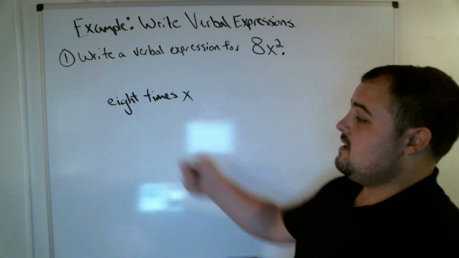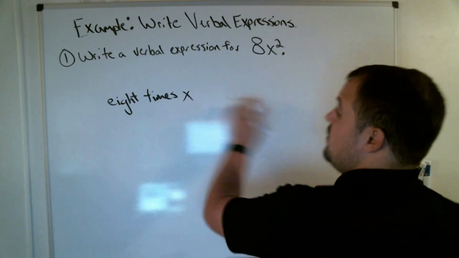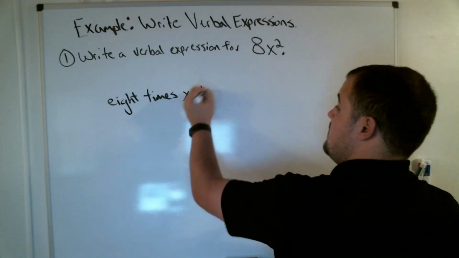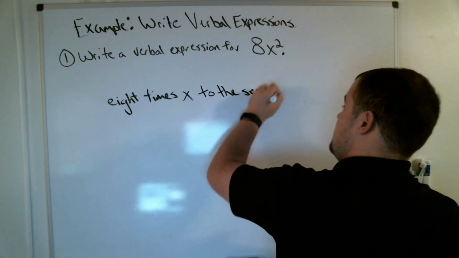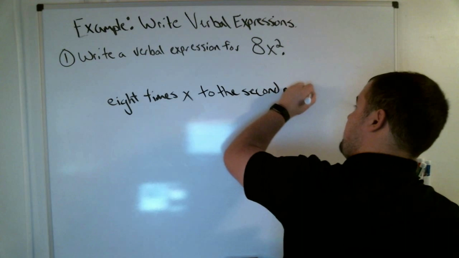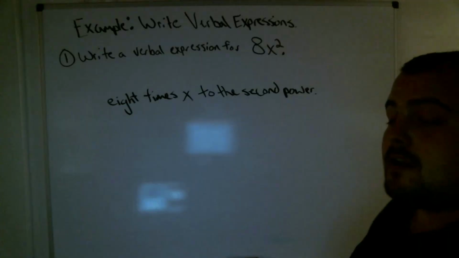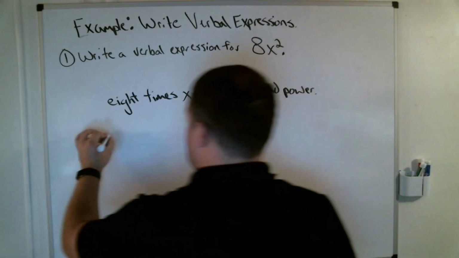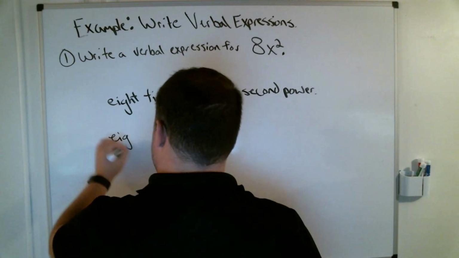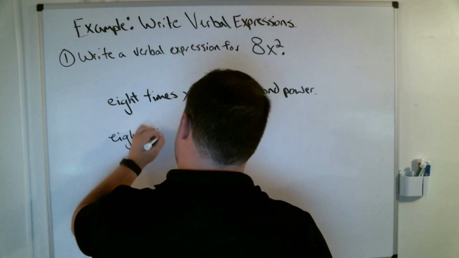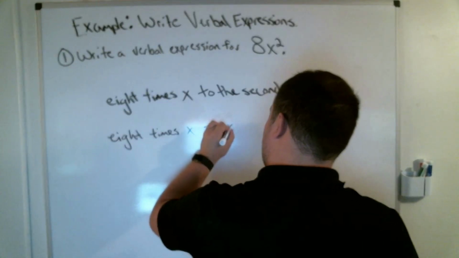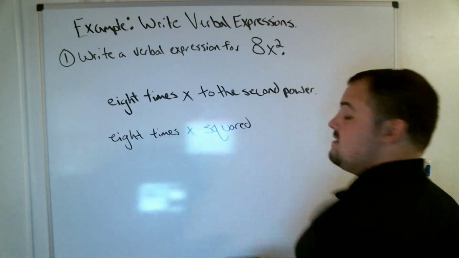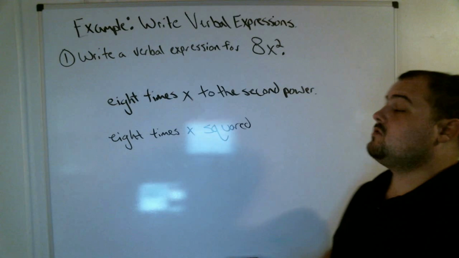So in this case, it's 8 times x, and we would normally write this as x to the second power. This is just one way that you could write it. The other way that you could rewrite this is you could write that it's actually 8 times x squared. Because sometimes when we're talking about the second power, we can actually use the word squared.